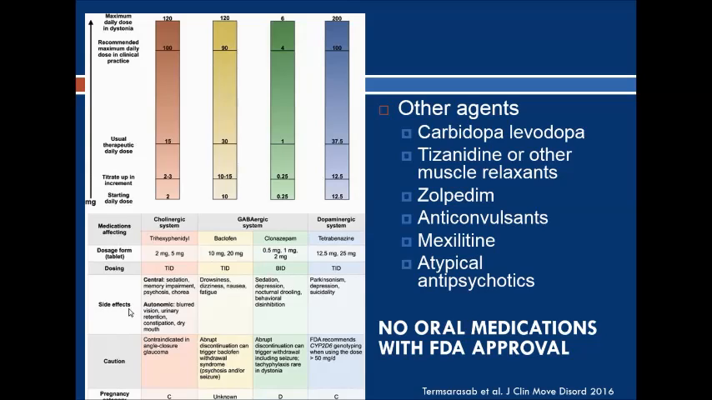We also look at the GABAergic system, and in this system, baclofen and clonazepam are the medications that we tend to use. But as with the anticholinergics, these medications carry with them significant potential for side effects if one tries to reach a dose that may be therapeutic.